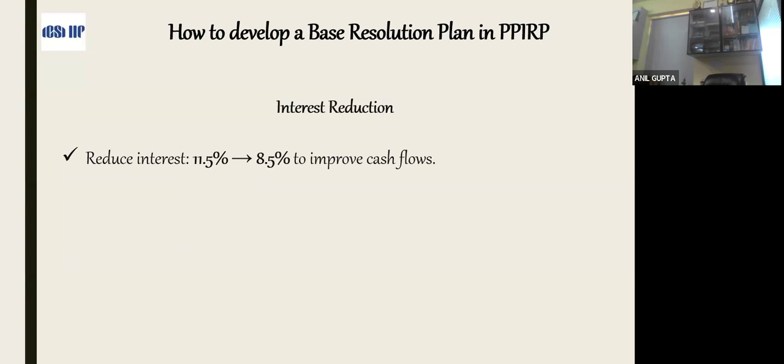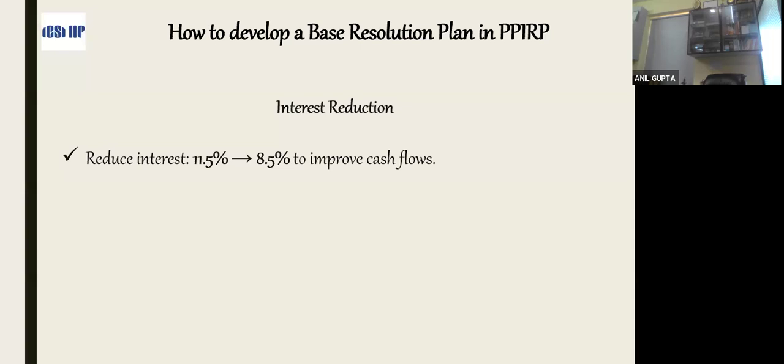And interest reduction. Here, no acceptance from the financial creditor. Reduction of interest from 11.5, sir, earlier try to reduce to 8.5. No, boss, I don't agree with the base resolution plan. You pay 11.5, whatever the interest that is mentioned in the loan document, the same interest you have to pay. I don't accept that. So here, that is the problem.